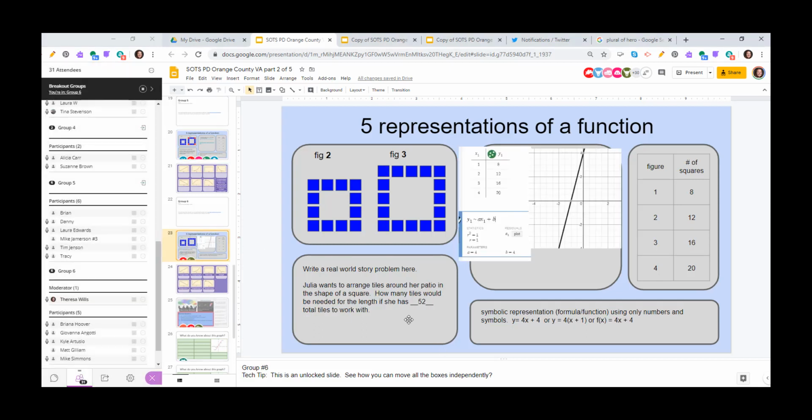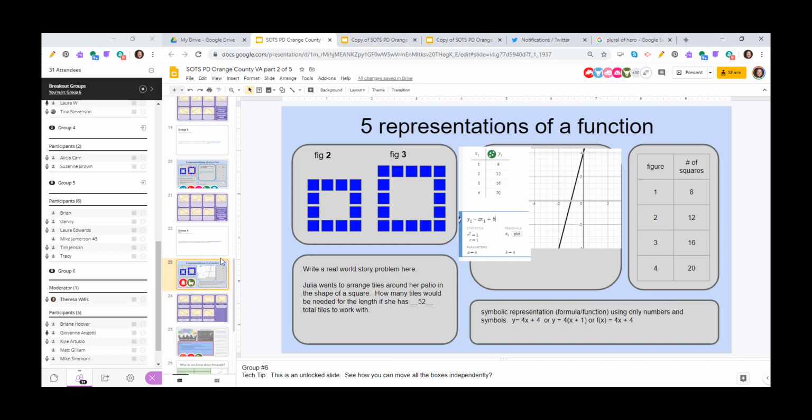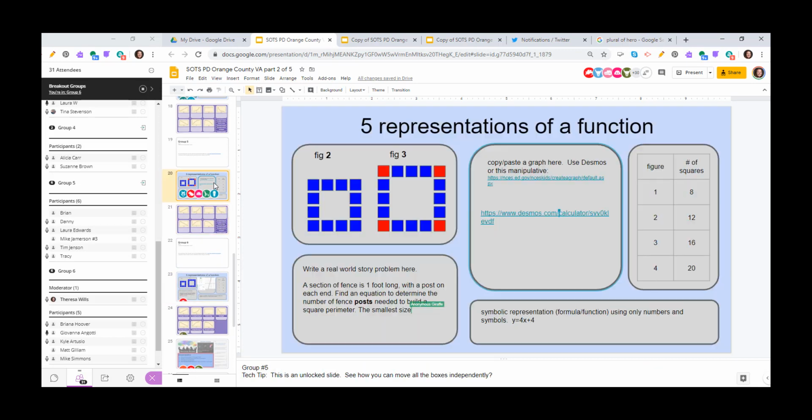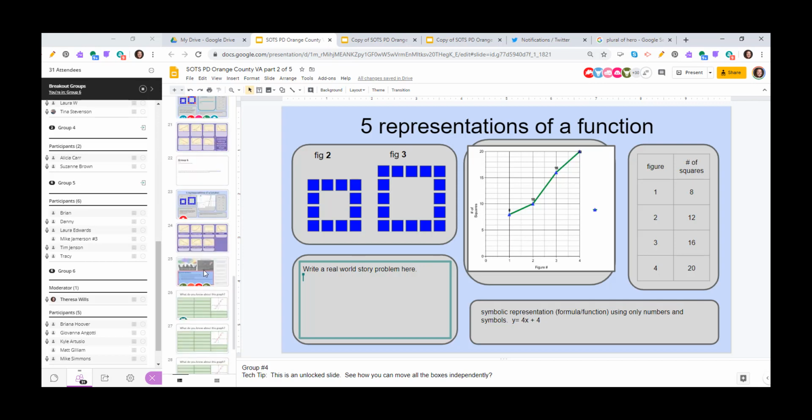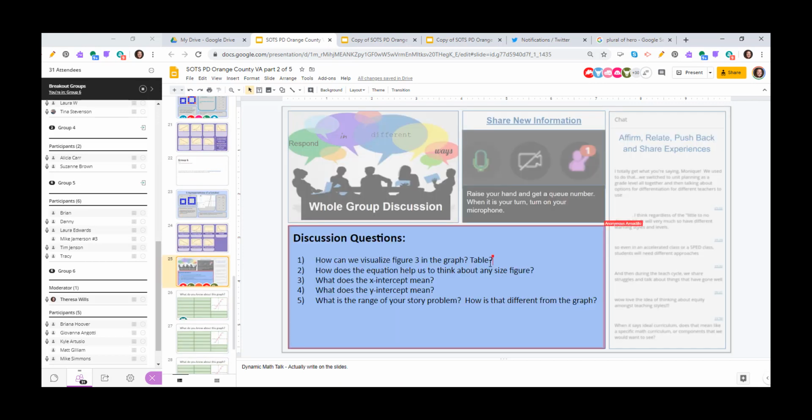Okay, so anyway, how can we visualize figure 3 in a graph? Oh, so somebody put table? Who put table? That might not have been us, because anybody can write on that slide. Oh. Yeah, that was the anonymous armadillo did that.